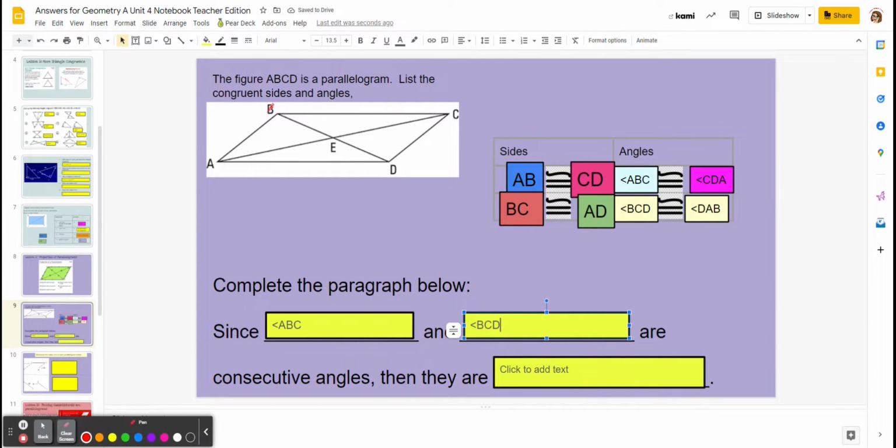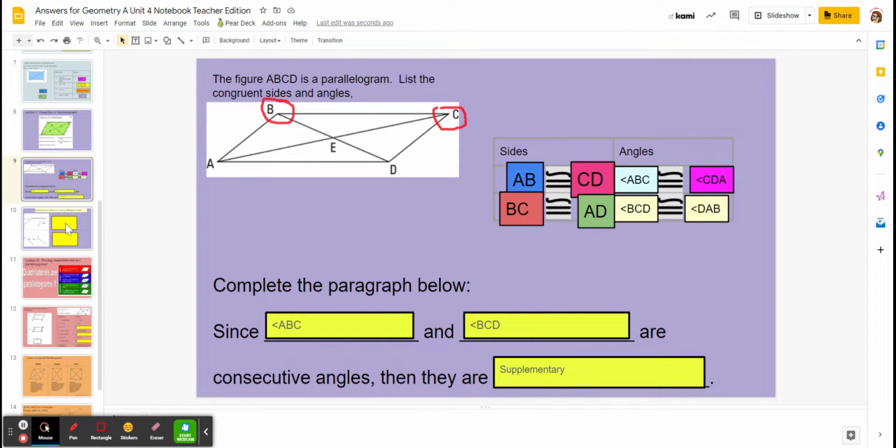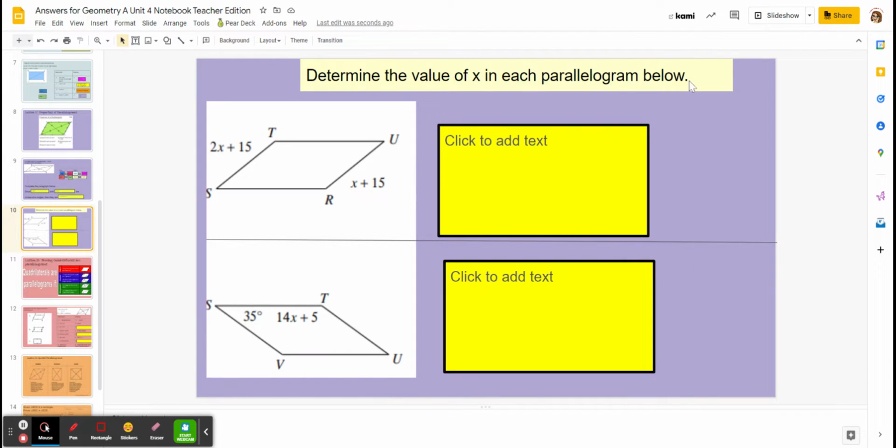So this angle up here, ABC, that big angle, and BCD, this big angle, since they are consecutive angles or adjacent angles, one right after the other, then they are supplementary or add up to 180 degrees. Supplementary. There we go. All right, and finally, slide 10. Determine the value of x in each of the parallelograms below.